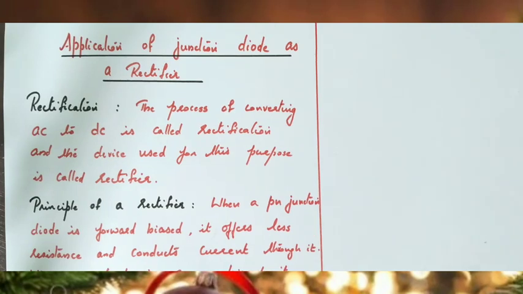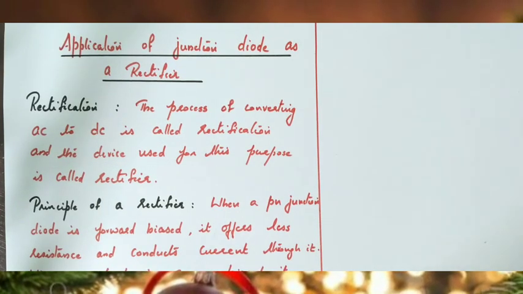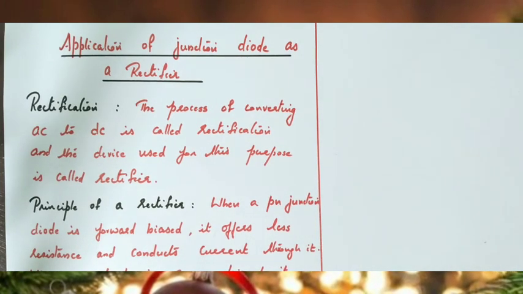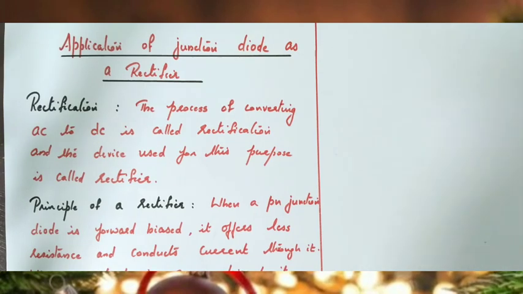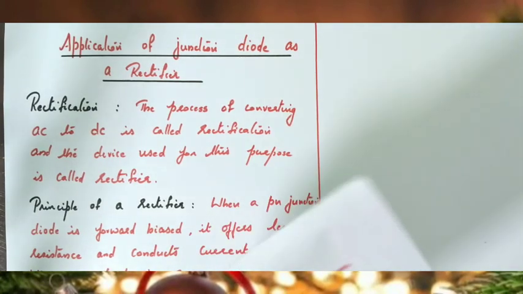Today we are going to discuss the application of a PN junction diode, as a rectifier. What is rectification? The process of converting AC to DC is called rectification. The process of converting AC voltage to DC voltage is called rectification.